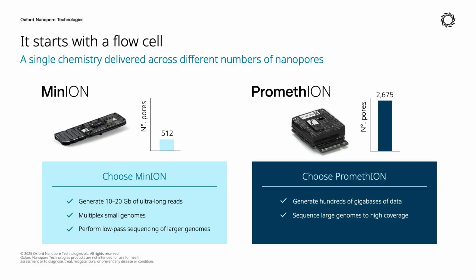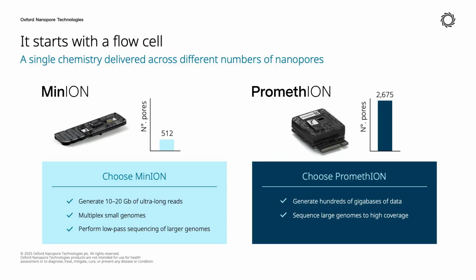MinION flow cells are smaller flow cells that have up to 512 nanopore channels on them and can generate about 25 gigabases of sequencing data. Those flow cells are mostly suitable for smaller genome applications, such as multiplexing multiple small genomes on a single flow cell, low-pass sequencing of large genomes, or targeted sequencing of the same large genomes or amplicon panels.